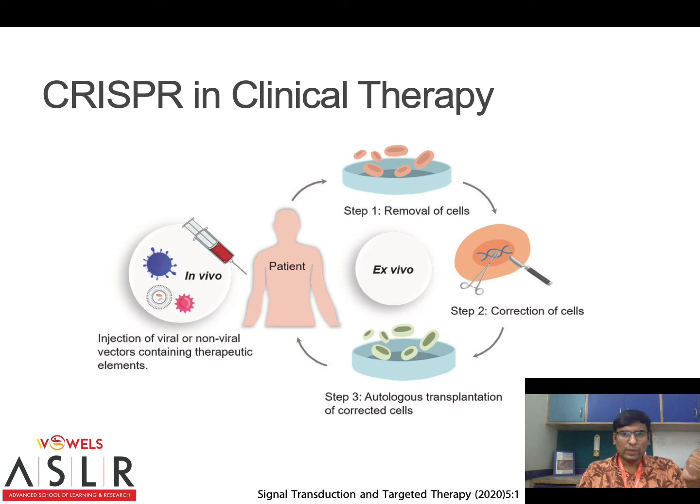So there are two ways to use CRISPR in clinical therapy. One is an in vivo method where we can provide the CRISPR components to the target tissue of interest, and the genome editing happens within the body of the patient. And the other method is the ex vivo method where the cell of interest can be taken out and genome edited and then infused back into the patient.